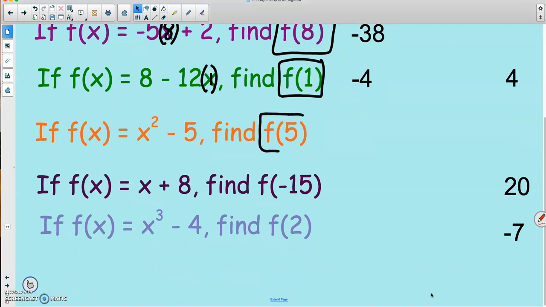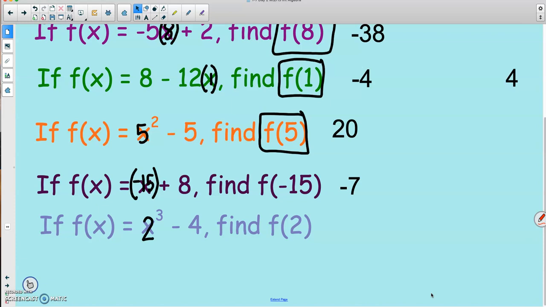Plug in 5. 5 squared is 25, minus 5 is 20. Plug in negative 15. Negative 15 plus 8 is negative 7. And then plug in 2. 2 to the third. 2 times 2 is 4, times 2 is 8, minus 4, 4. And that's it.